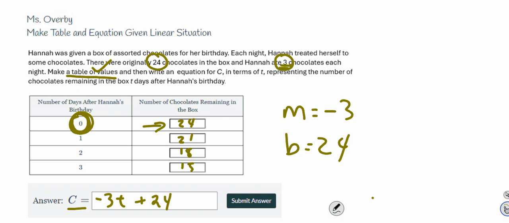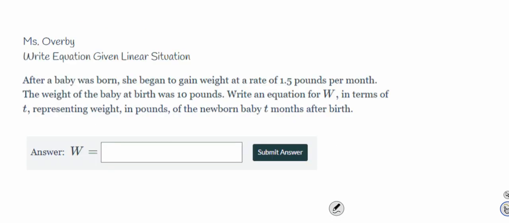Okay, so let's move forward. The third type, we have: after baby's born, she begins to gain weight at a rate of 1.5 pounds per month. We know when we see per, we're talking about that is our rate, right?